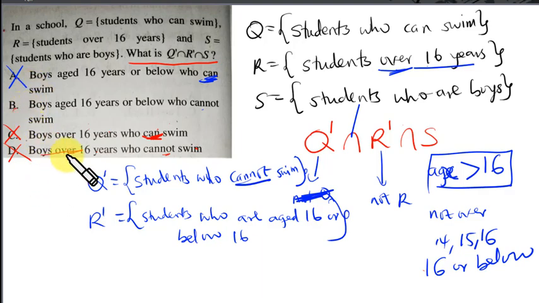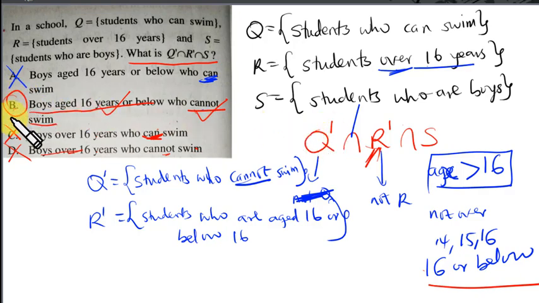Now let's look at B, which stands out as the correct option. Boys aged exactly 16 years or below, that is their R complement, so this statement is correct. Let us look at the second one. Who cannot swim is also correct because that is the Q prime. So that makes option B the only correct answer.